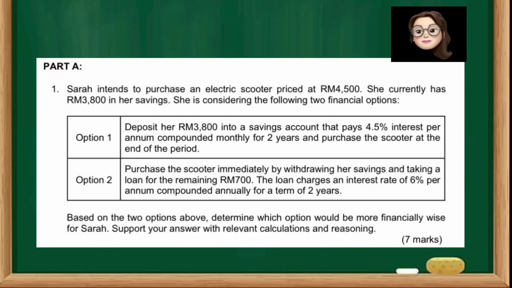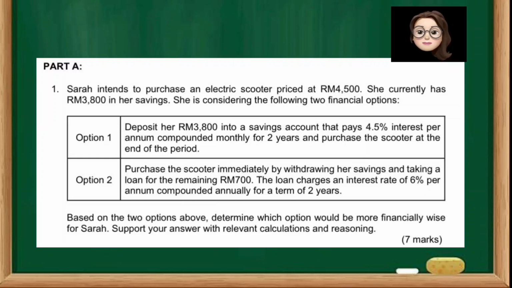Option 1, deposit her 3,800 into a savings account that pays 4.5% interest per annum compounded monthly for 2 years and purchase the scooter at the end of the period. Option 2, purchase the scooter immediately by withdrawing her savings and taking a loan for the remaining 700. The loan charges an interest rate of 6% per annum compounded annually for a term of 2 years.